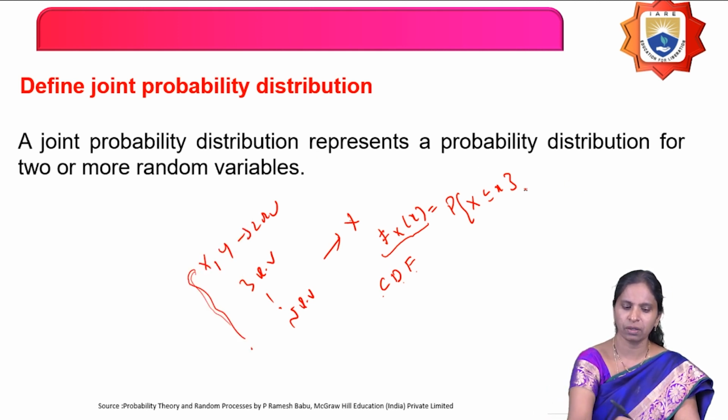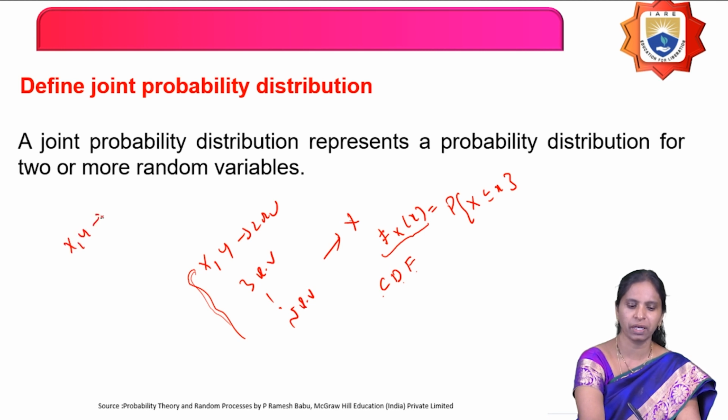For example, if you have considered two random variables x and y, the joint probability distribution function of these two random variables is represented by fxy of x comma y.